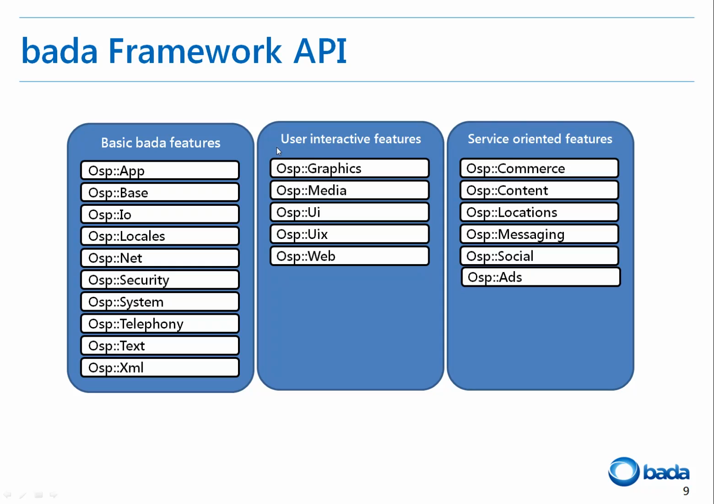In addition, there are namespaces that provide user interactive features to construct various user interfaces in order to create rich applications. These namespaces are OSP graphics, OSP media, OSP UI, OSP UIX, and OSP web. Finally, there are service-oriented features including the OSP commerce, OSP content, OSP locations, OSP messaging, OSP social, and OSP ads namespaces. Let's discuss the basic features first.